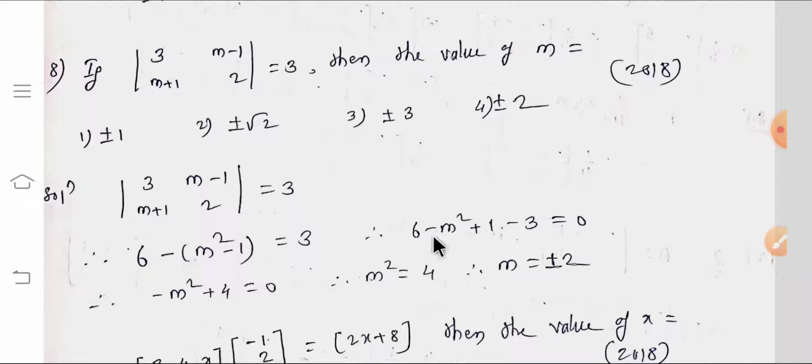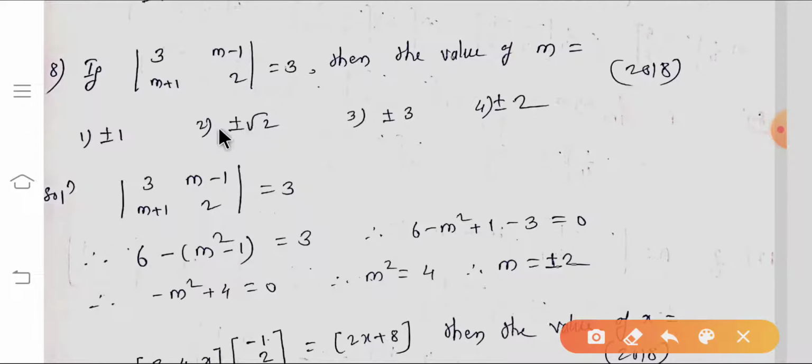So this is 6 minus m square plus 1 minus 3 equal to 0, or minus m square plus 4 equal to 0. Therefore m square equal to 4, because the 4 comes to the left hand side and the minus 4 gets cancelled. So m equal to plus or minus 2, taking square root on both sides. Here, first option is not, second not, third is, fourth one is the correct option.